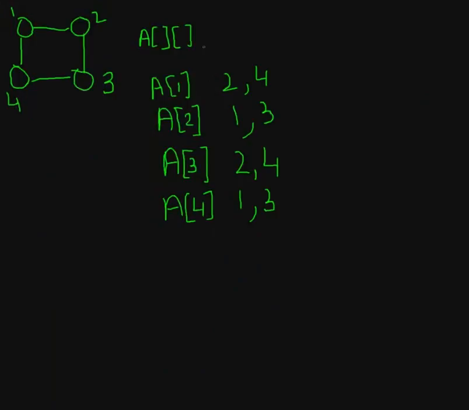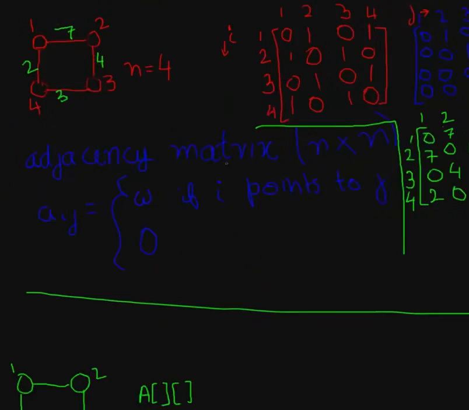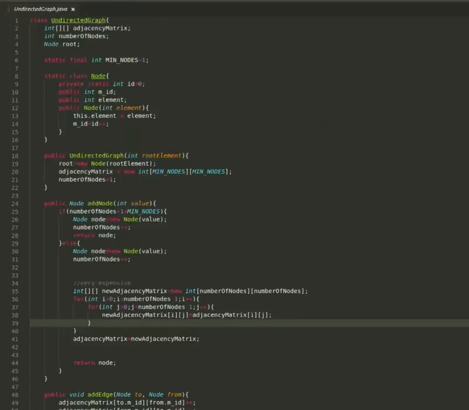Okay, so now let's look at the implementation of a graph in a programming language. So let's look at the implementation of an undirected graph. I've implemented an undirected graph in the programming language Java. So this is simply a class UndirectedGraph. It has 3 instance variables: a 2-dimensional array adjacency matrix, an integer number of nodes, and a node root. So this implementation is according to the adjacency matrix and not according to the adjacency list or the list of lists that I defined earlier.